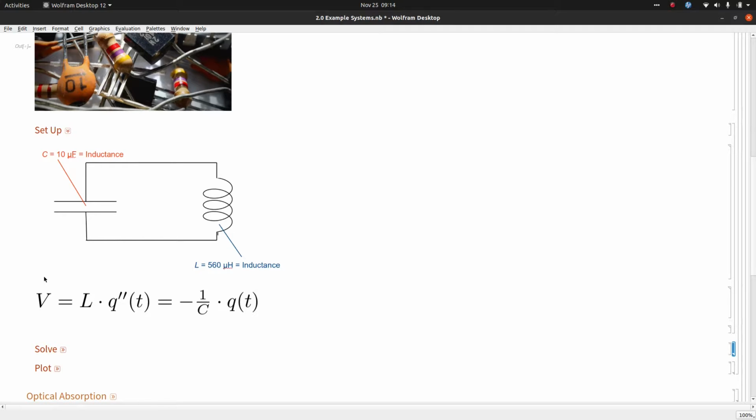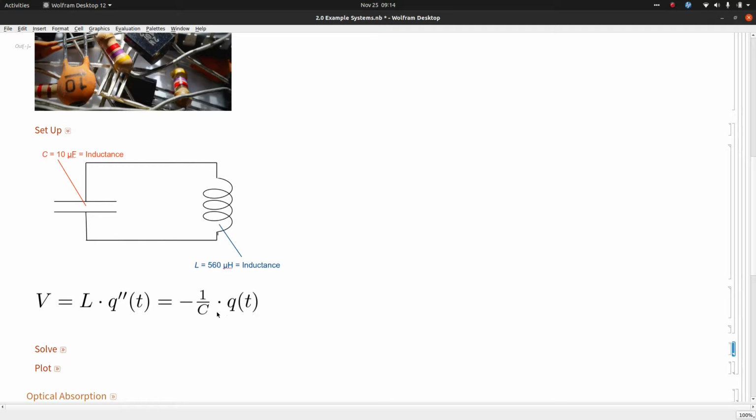Using Kirchhoff's laws, you get the voltage equals the inductance times the rate of change of charge on the conductor. So that's the voltage drop across the inductor. And that has to be equal to the voltage drop across this capacitor, which is equal to -1 over the capacitance times the charge on the capacitor.